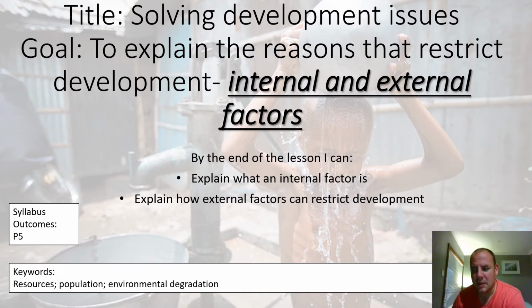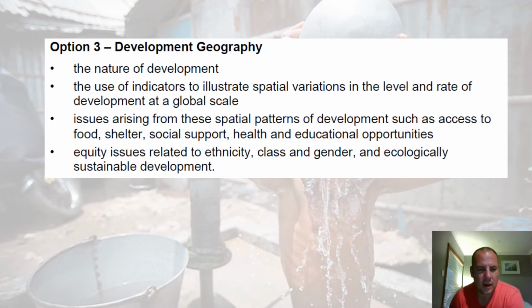So remember, development is all about trying to progress a country, progress certain areas as well. So we're going to look at the factors which stop that from happening. So we're really looking at the last two dot points. We're going to start hitting these equity issues related to ethnicity, class, and gender, and I'm going to start looking at some ecological sustainable development, and just show you some of the massive issues.